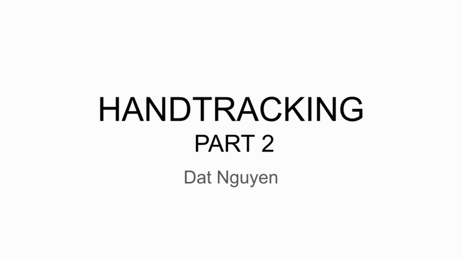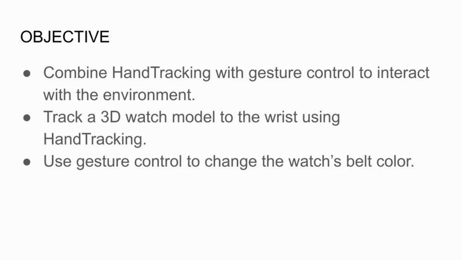The starting code for this project is slightly different from where we left off in part 1. Be sure to use the files provided in the hand tracking part 2 start folder to ensure you have the correct files. In this tutorial, we will track a 3D watch model to your wrist using hand tracking.